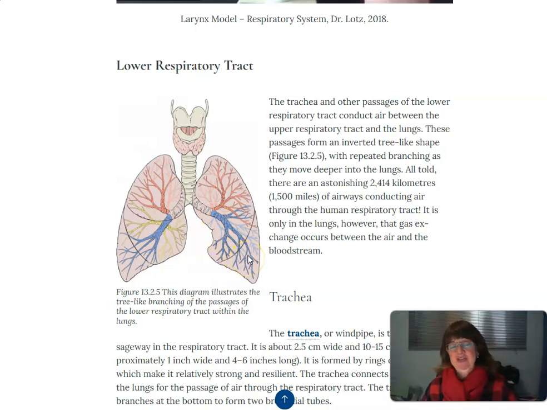Now, a couple of things of note is that there are cartilaginous rings that start at the trachea and they go all the way down. And these cartilaginous rings will help to support the tube. So as air goes up and down, they do not collapse.